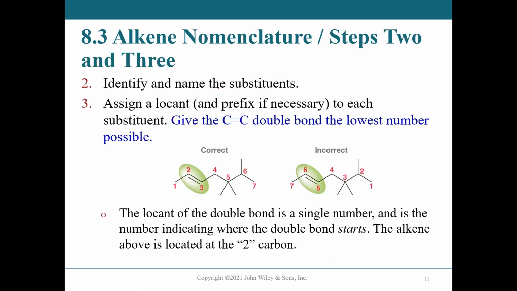You want to identify and name the substituents. Now, why is this the correct name right here? Because we put the lowest number here. Here we're starting at a 5. The locant of the double bond is a single number indicating where the double bond starts, and the alkene above has it located at the 2 carbon. It says to give the carbon-carbon double bond the lowest number. If we start the other way, we're not giving it the lowest number. 2 is less than 5, so this will be correct as far as how IUPAC wants the naming done.